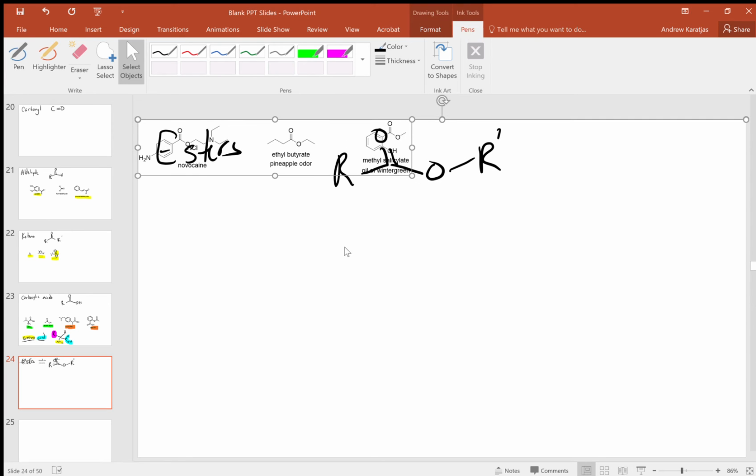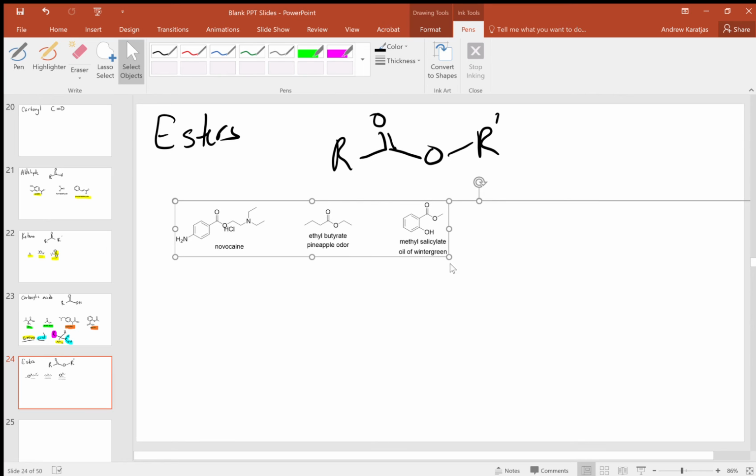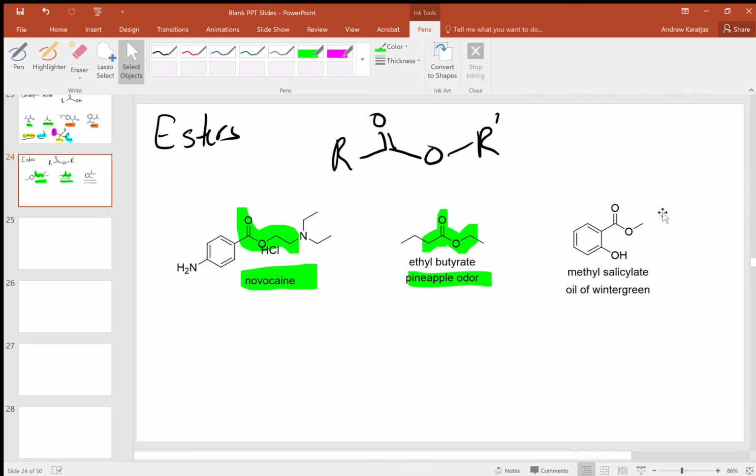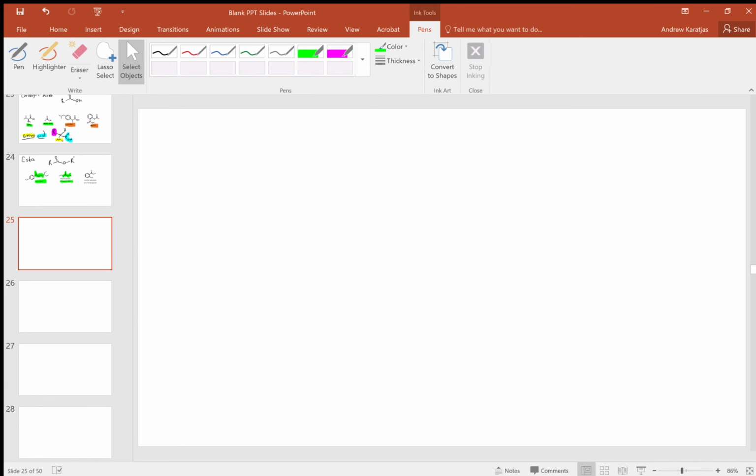And so esters include such common things as Novocaine, which you get at the dentist's office. And also ethyl butyrate. You can see again carbonyl, OR on one side, carbon on the other side. That's what gives you your pineapple fragrance, pineapple odor. In fact, esters are responsible for a lot of common odors, especially from fruits.